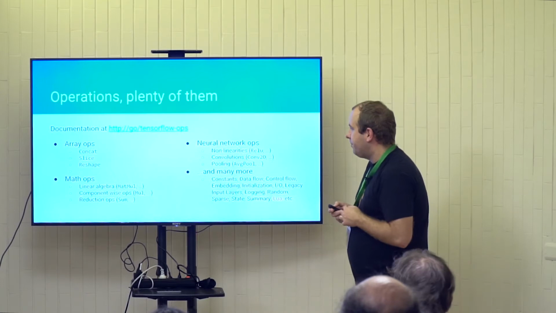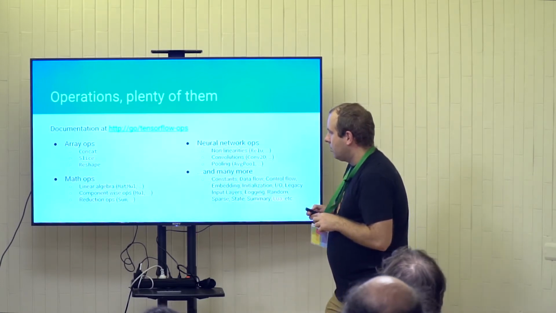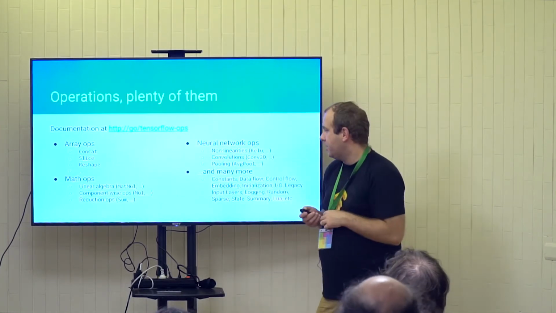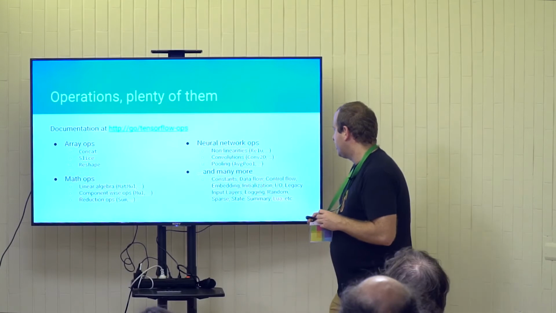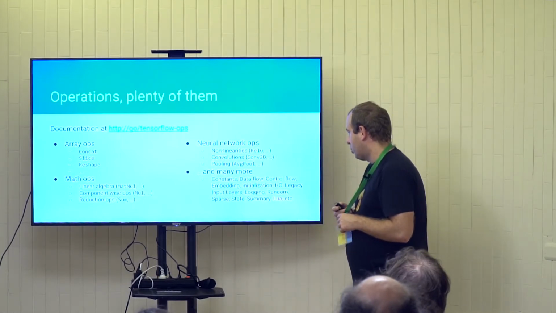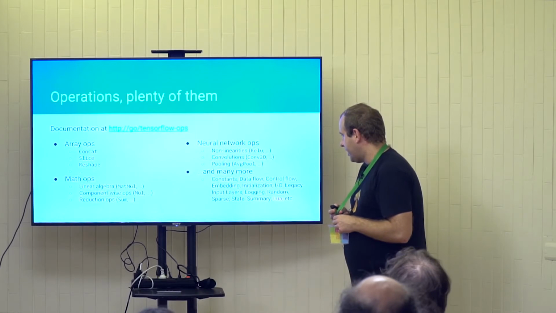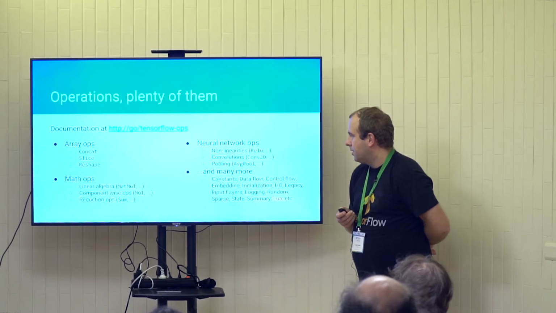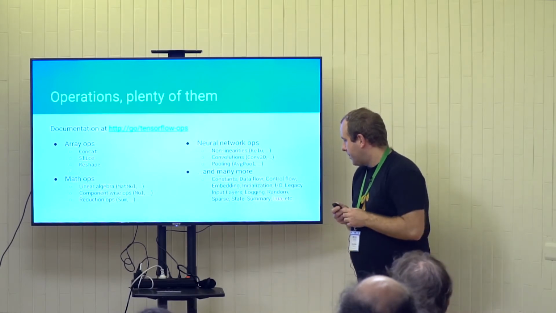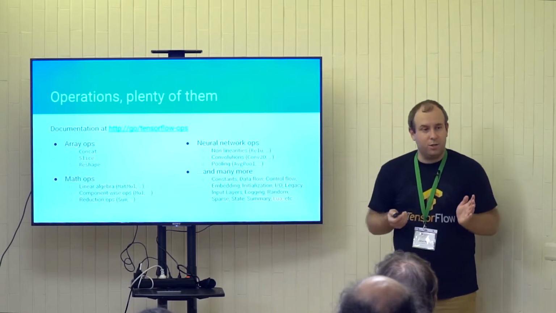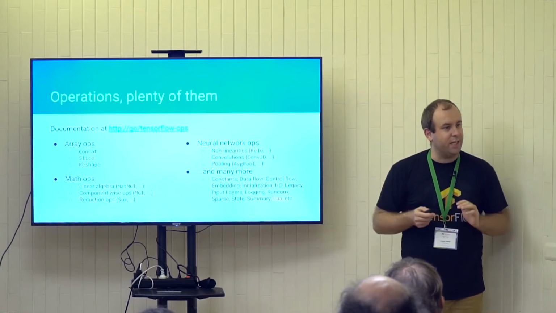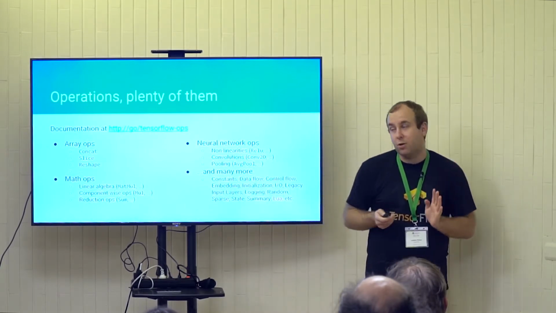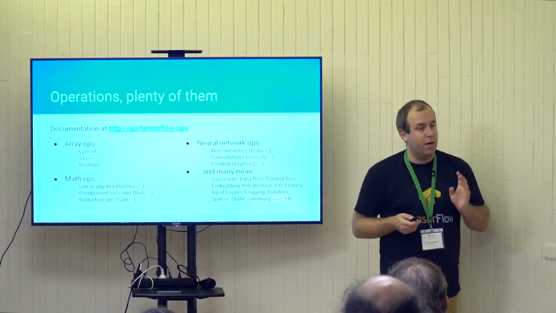So what ops do we have? We have array operations, concatenating, slicing, reshaping. We have mathematical operations, ReLUs, convolutions, pooling. And nowadays, we have a large number of various operations. But, well, this number may be large, but there is a web page that indexes all of them. And a lot of them are quite simple, right? So it's not like every layer has its own op.